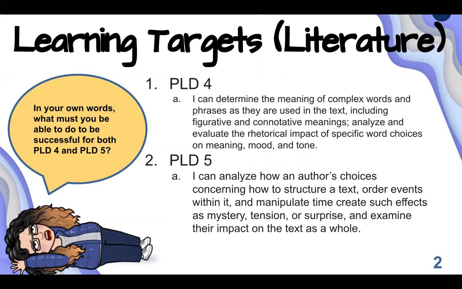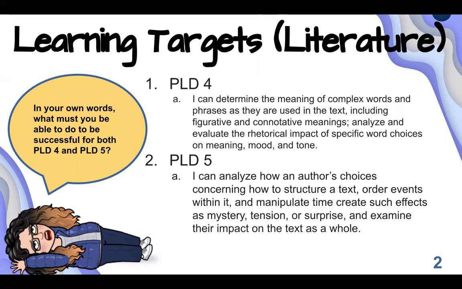PLD 4 is where you can determine the meaning of complex words and phrases as they are used in the text, including figurative and connotative meanings, analyze and evaluate the rhetorical impact of specific word choices on meaning, mood, and tone. In other words, you can use context clues, you can make inferences to discover and understand words that are being used by an author as they are used in the text. Is something a symbol? Is it not?